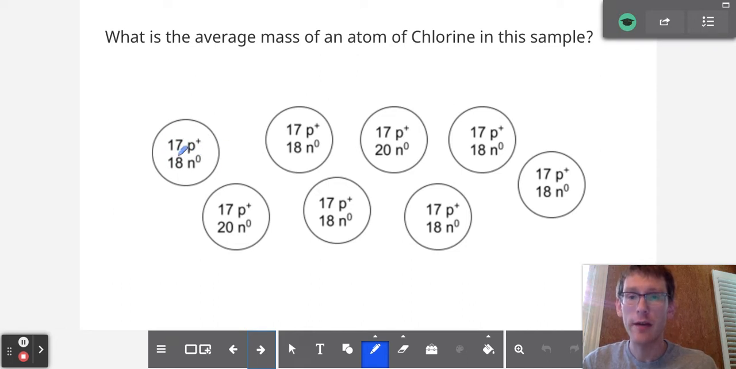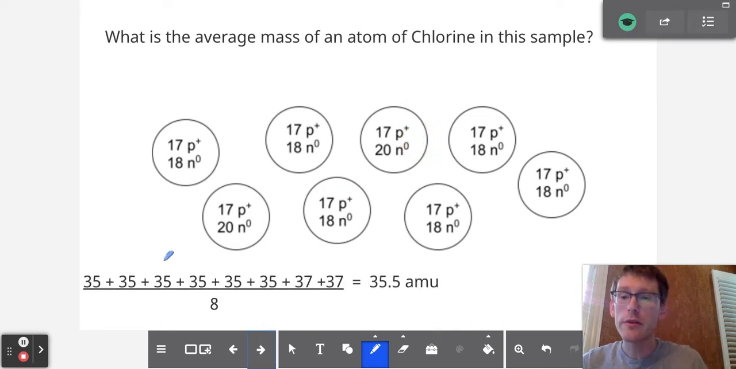Well, for the chlorine atoms that have 18 neutrons, this is chlorine 35, and you can see there are several of them. There are also some with 20 neutrons, and they're chlorine 37. And so if we wanted to find the average, what we would do is simply add up all the chlorine 35's masses and all the chlorine 37's masses and divide by the total number of atoms, which there are 8 of. And what we get is that the average mass is 35.5 AMU.